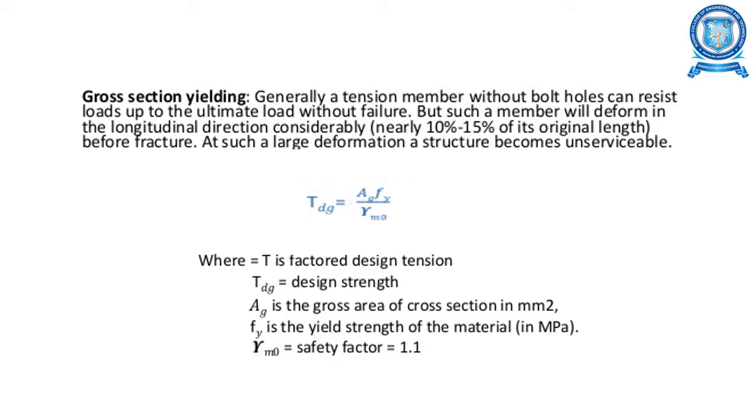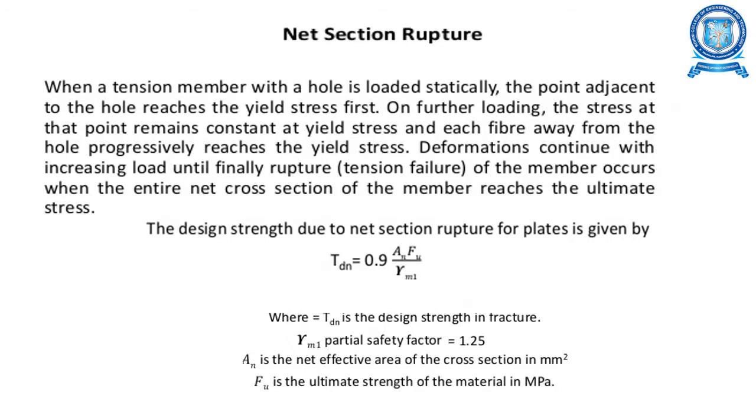From the IS 800-2007, the cross section yielding TDG is calculated by Ag Fy divided by gamma M0, where T is the factored design tension, TD is the design strength, Ag is the gross area of the cross section in mm square, Fy is the yield strength of the material in Newton per mm square, gamma M0 is the safety factor. The value is equal to 1.1.